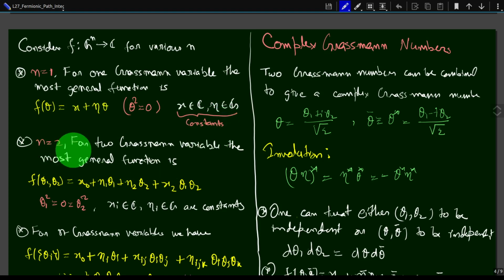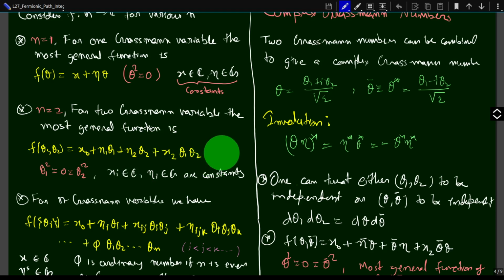For n equal to 2, for 2 Grassmann variables, the most general function is x naught plus eta 1 theta 1 plus eta 2 theta 2. So eta 1, eta 2 are Grassmann numbers, plus x2 times theta 1 theta 2. Now the next term would be a theta 1 square theta 2 or theta 2 square theta 1 or further higher, which will have higher power of either theta 1 or theta 2, and since this is 0, here our Taylor series of 2 variables stops.